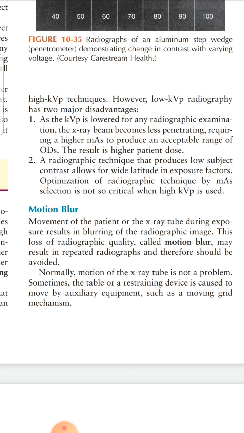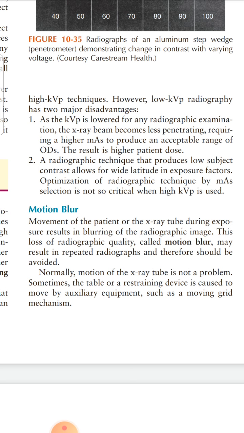This loss of radiographic quality is called motion blur, and definitely this is the main reason for repeated radiographs. The result of repeated radiographs will be increased patient dose, and it will also leave a very bad impact on the patient, so it should be avoided. It's your responsibility to prepare the machine and also instruct the patient before starting your procedure, so that you can avoid motion blur.